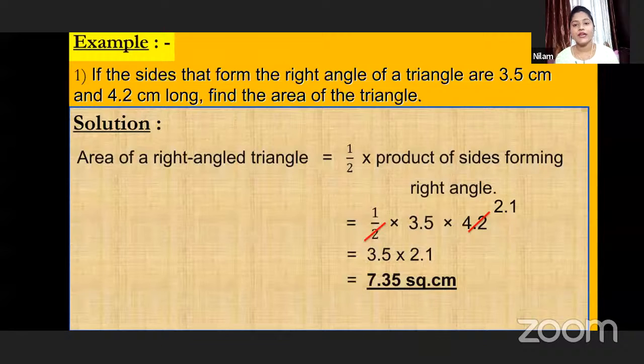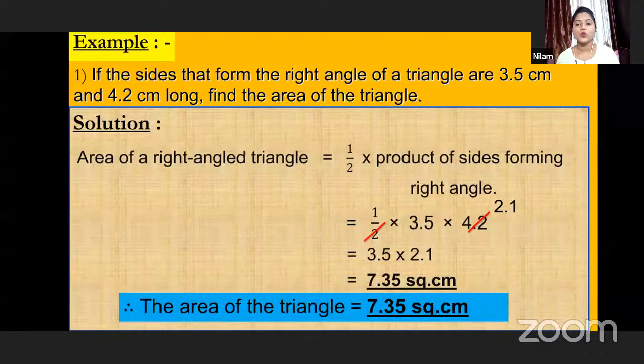And as we have found the area, we will write the unit square centimeter. So the area of the triangle with the sides 3.5 centimeter and 4.2 centimeter is 7.35 square centimeter. Let us move to the next example, children.